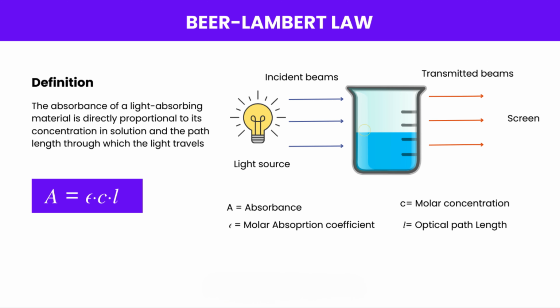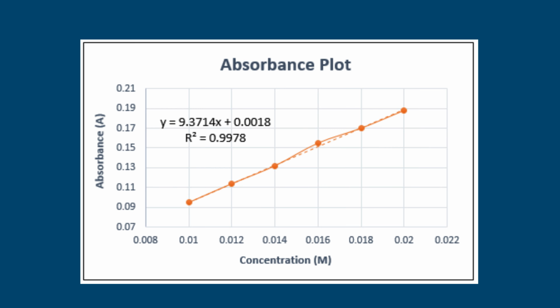Interpretation of the Beer-Lambert law. Absorbance is directly proportional to concentration and path length. It is valid under dilute conditions with monochromatic light. Deviations arise due to high concentration, chemical interactions, or instrumental limitations.